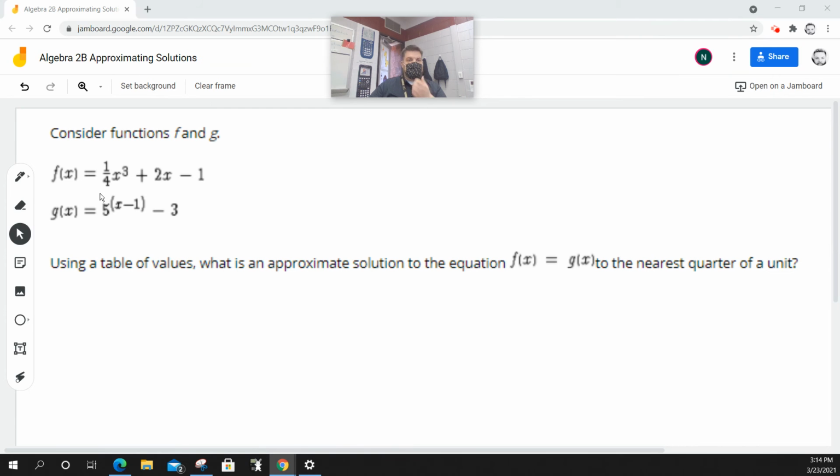So this one says, consider the functions f and g. I have two functions listed there. It says, use the table of values to approximate the solution where f of x is equal to g of x, and then round to the nearest quarter unit. So again, we're just going to graph these two, look at the graph, and then see.